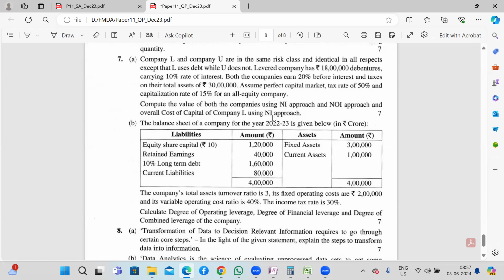In the textbook problem, they calculated the overall cost of capital using the NOI approach. Here they have asked for the NI approach. That is the only difference, except everything is similar. So here compute the value of both the companies using the NI approach. What is the NI approach? NI means net income approach.